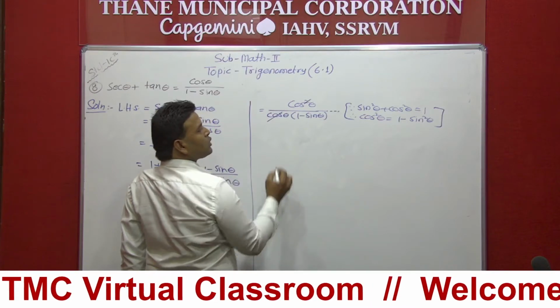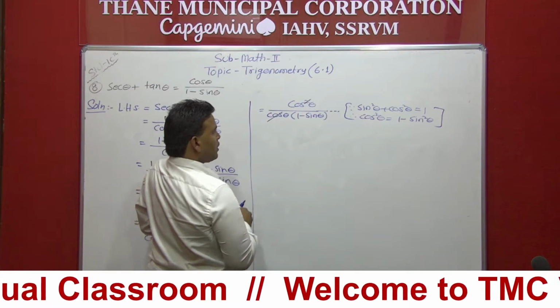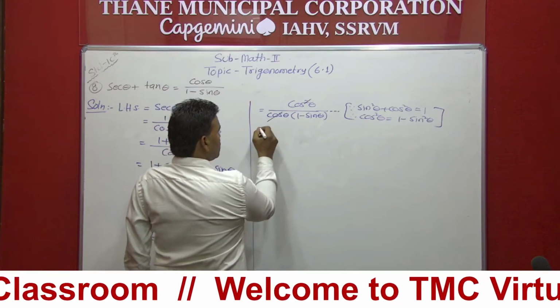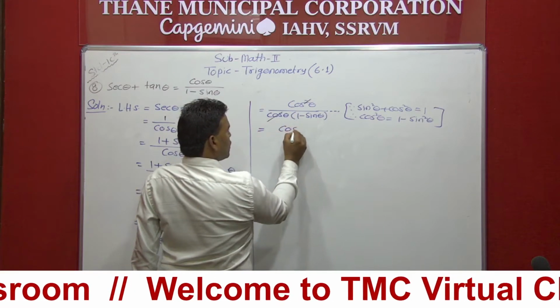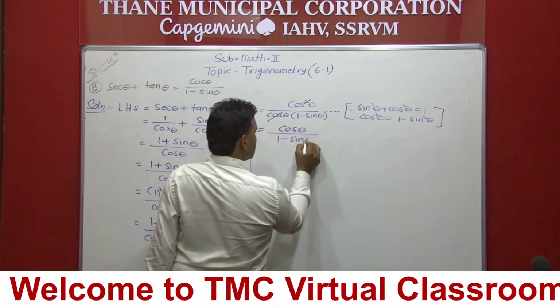One time will get cancelled. And finally we will be left here with cos theta. So what happened here? That is equal to cos theta upon 1 minus sin theta.